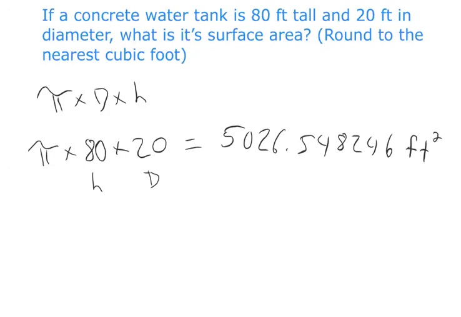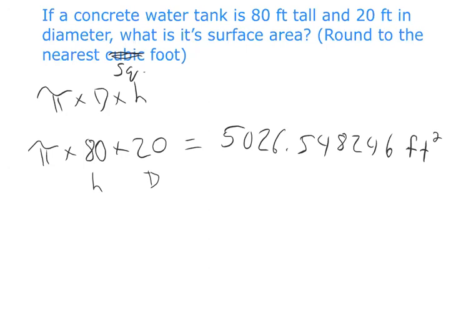that's feet squared, round to the nearest cubic foot. Well, that's not happening. Round to the nearest square foot there, question guy, because a cubic foot doesn't exist for surface area. That is supposed to say square foot, not cubic foot. So feet squared, sometimes there's errors in the question.